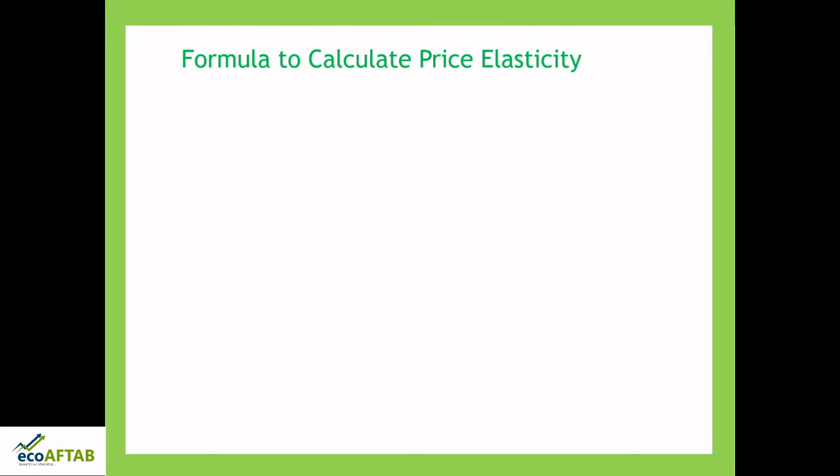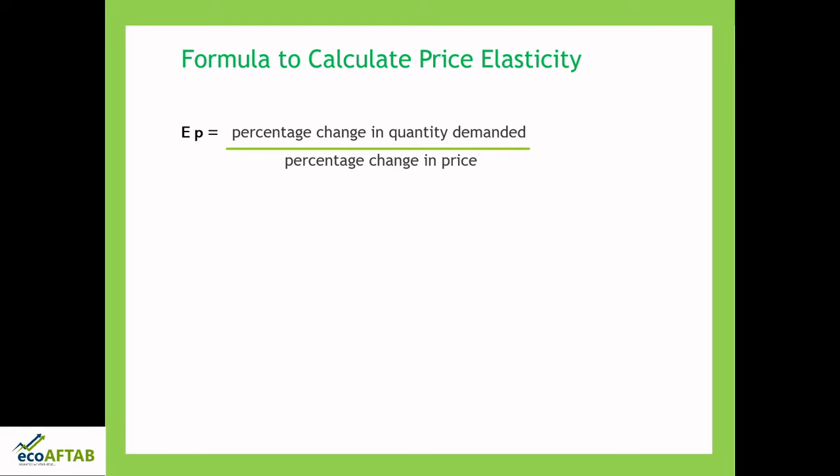In the last session, we saw a simple formula to calculate price elasticity of demand, and that is percentage change in quantity demanded divided by percentage change in price. Now, the question comes, what do you mean by percentage change in quantity demanded? In this formula, on the numerator we have percentage change in quantity demanded. So, in brief I will try to explain what it means.